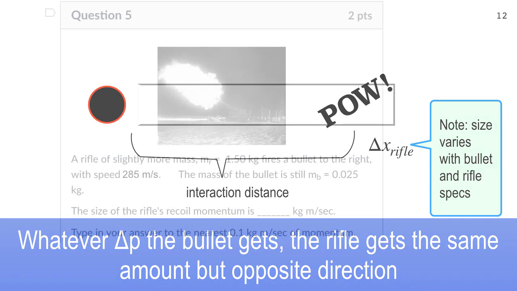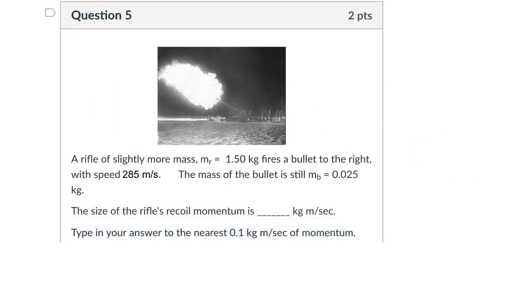Now, let's work out a problem here. This is from, guess what, another homework from the olden days. I think I'm going to give you this one again, a different version. Go ahead and make notes. A rifle of slightly more mass, M subscript R, 1.50 kilograms, fires a bullet to the right. So the bullet's going this way, the rifle's going to be going this way, but they're exchanging momentum. The bullet has a speed of 206 meters per second.